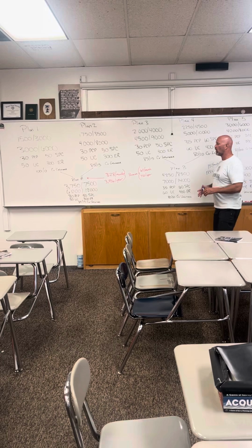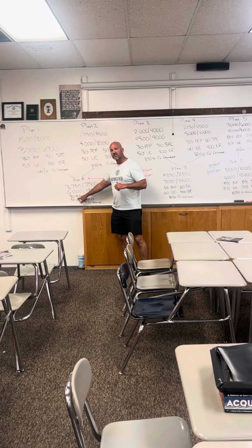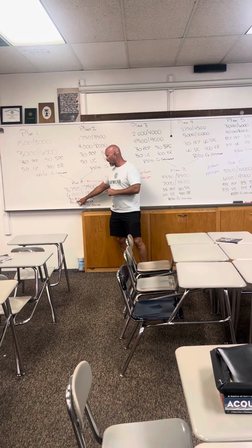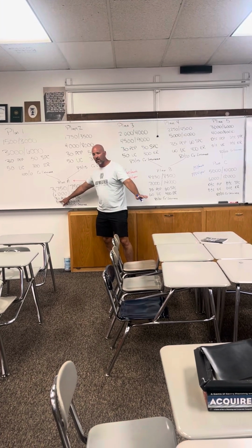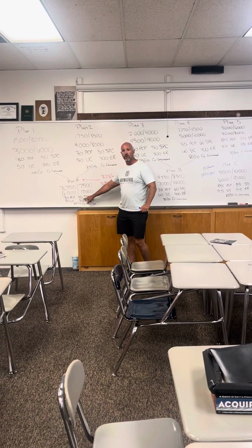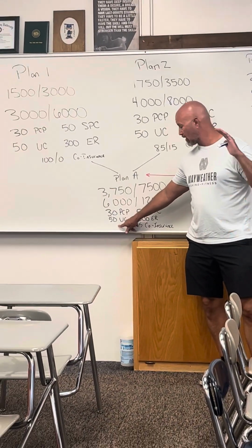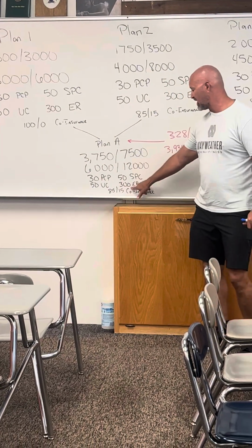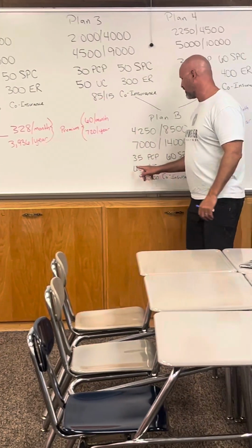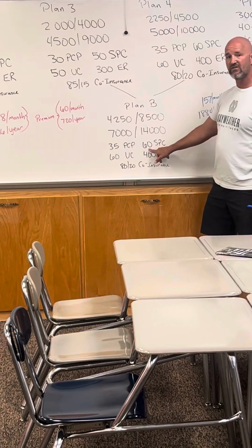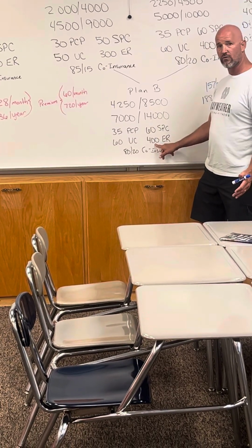Now, what these numbers represent, and I think it's important to understand, is if you go to a doctor visit with a primary care physician, you're going to pay a $30 copay. If you go to a specialist, you're going to pay a $50 copay. If you go to an urgent care facility, you're going to pay $50, and if you go to the ER on this plan, you're going to pay $300, okay? On this plan, it's $35 for your primary care physician, $60 for a specialist, $60 for the urgent care facility, and then $400 for the ER.